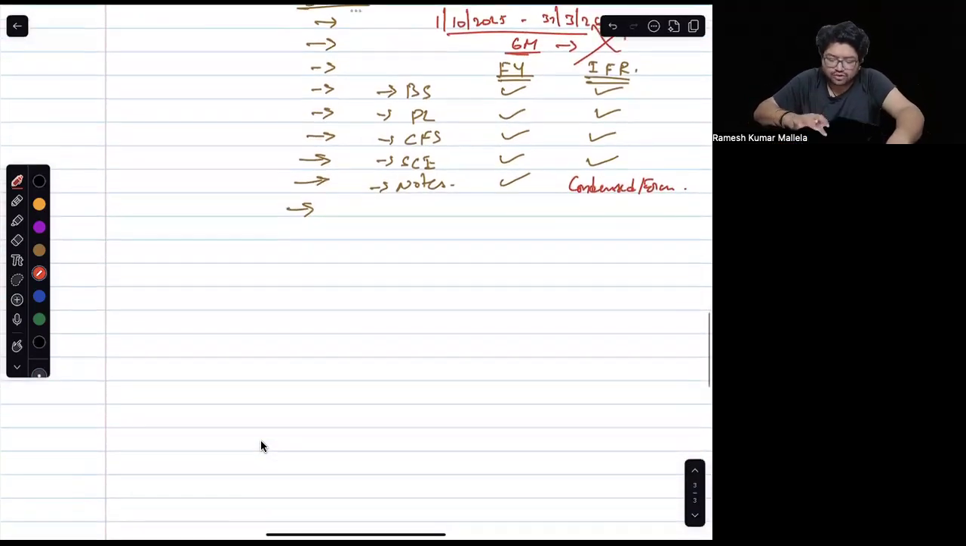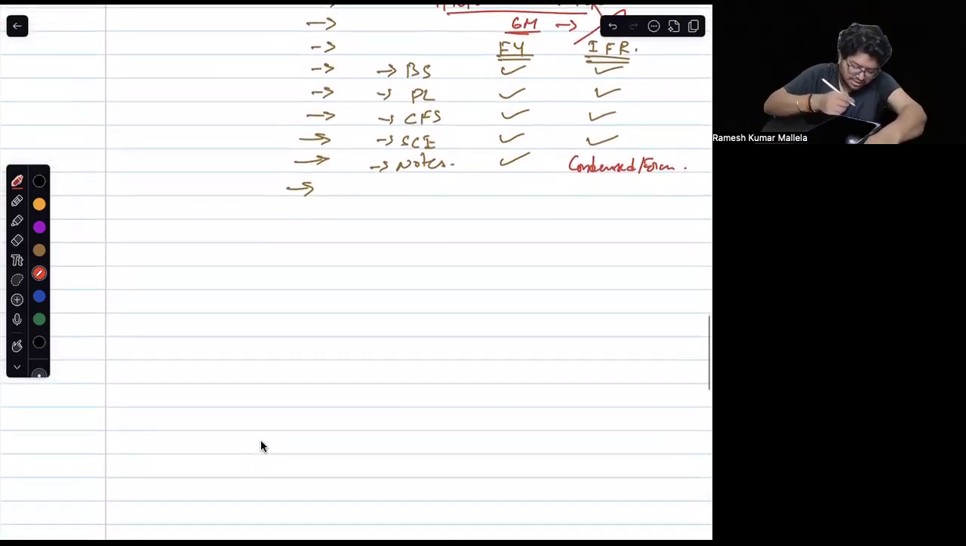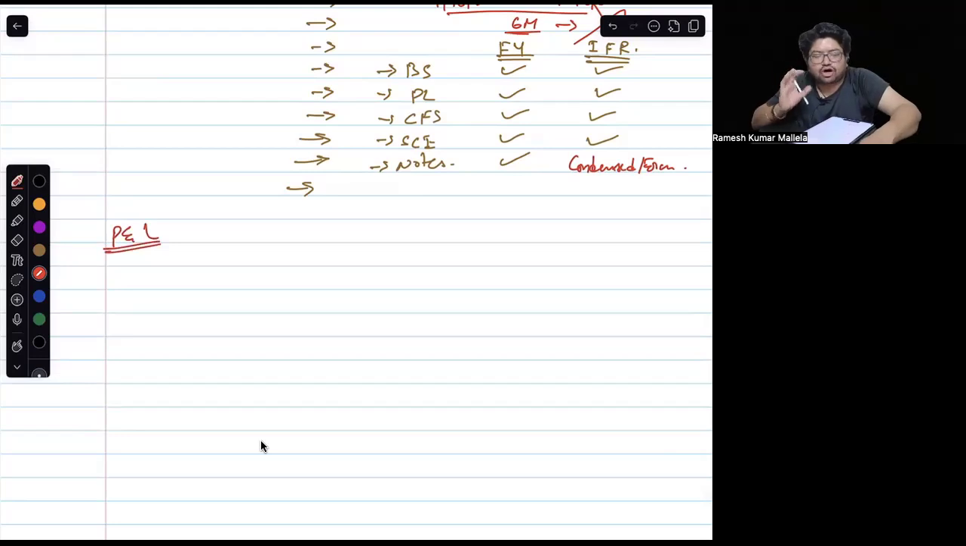Now, this is with respect to what all will be part of it. Now, specific to P&L, there are few columns which you have to give.